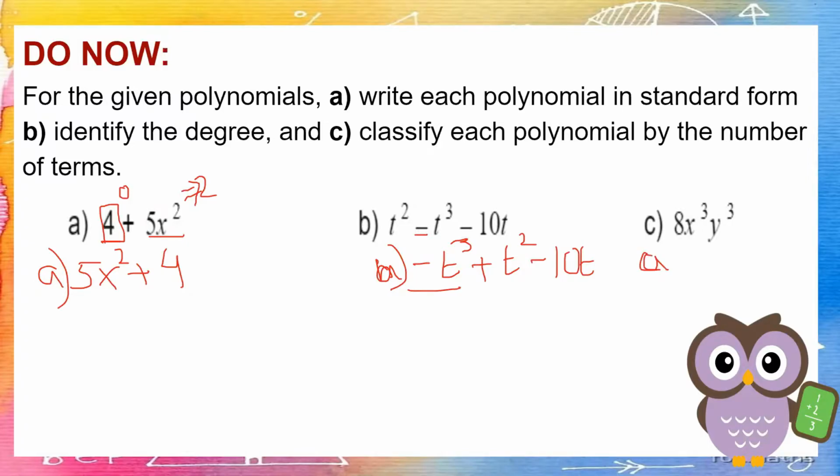Doesn't it stay the same? It does stay the same because it is a monomial. You cannot swap it with anything. You don't have to rearrange this one. It stays as itself, okay? So then let's go to B.